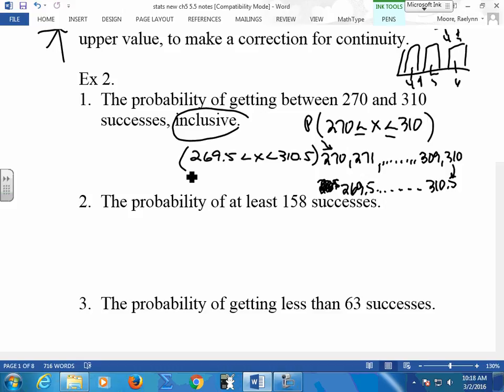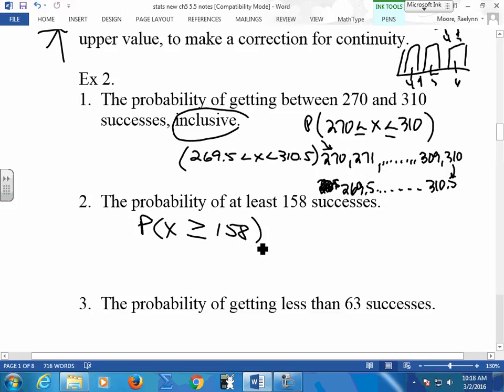We're going to work with these in a little bit. We're just going to get where the 0.5 comes in. Here's another one. The probability of at least 158 successes. How do I say at least? Greater than or equal to. That's the least amount that I want. I want it to be that much and more.